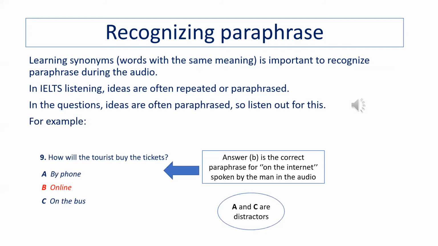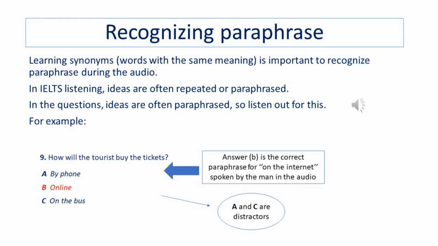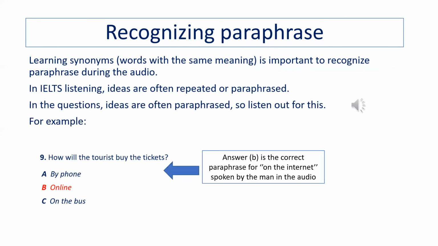Listen again. So I will do it on the internet in a few weeks when we know exactly what dates we will be there. Answer B is the correct paraphrase. So he says on the internet means online. That's an expression with exactly the same meaning as online. A and C are distractors because we do hear a reference to the phone and the bus, but it's not his decision to buy in that way.